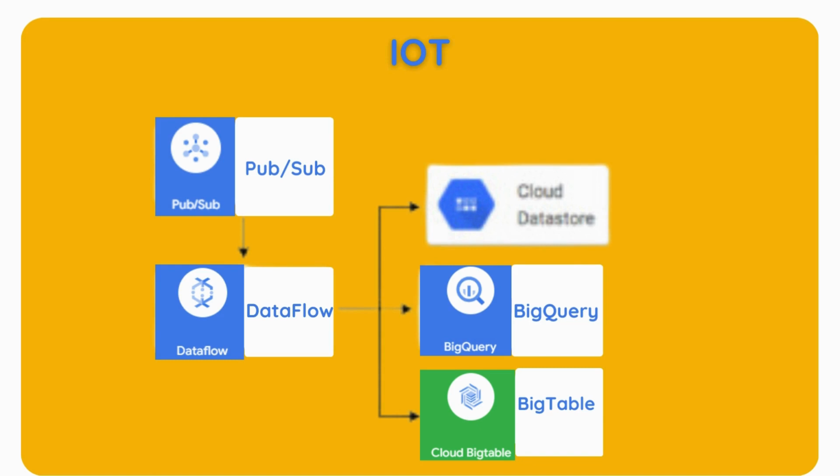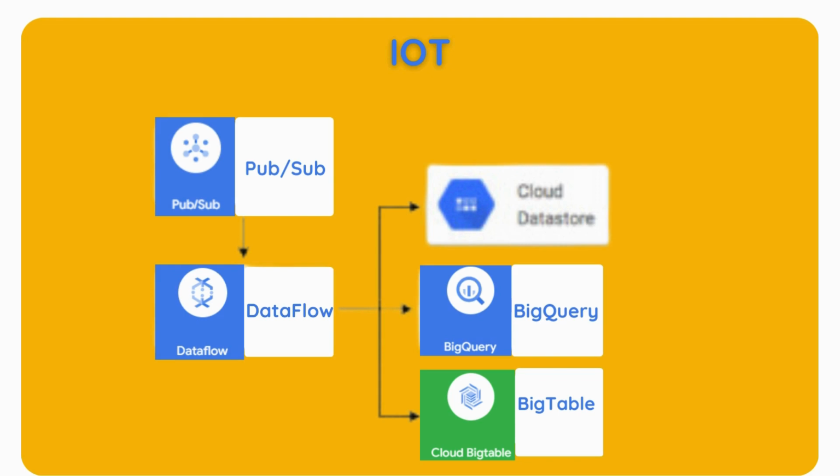Data processing and transformation. Data ingested into Pub/Sub can be processed and transformed using Google Cloud Dataflow. You can perform real-time data processing, filtering, aggregation, and enrichment using Dataflow. Data storage. Processed data can be stored in Google Cloud Storage for long-term archival or in Google Cloud Bigtable for real-time analytics and fast data retrieval.